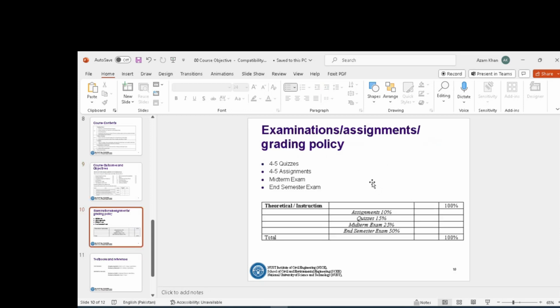The examinations, assignments and grading policies. So this course will involve 4 to 5 quizzes, 4 to 5 assignments. Then we would have a midterm exam and an end semester exam. The assignment will weigh 10%, quizzes 15%, midterm exam will be allocated 25% weightage, and the end semester exam 50% weightage. This will make 100% of your marks. Please make sure that you timely hand in your assignments.